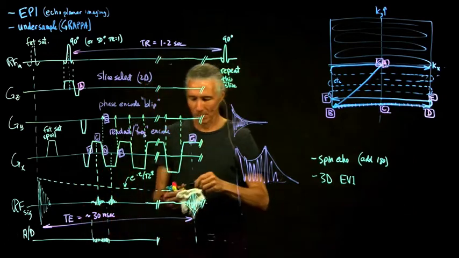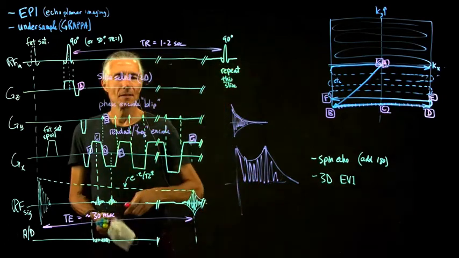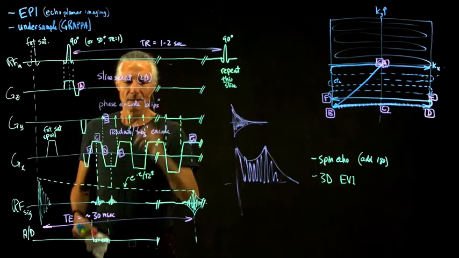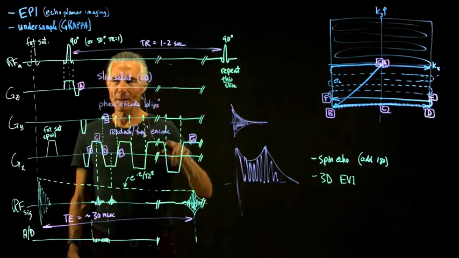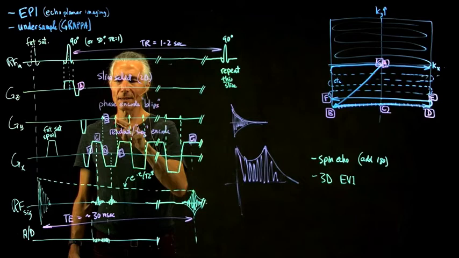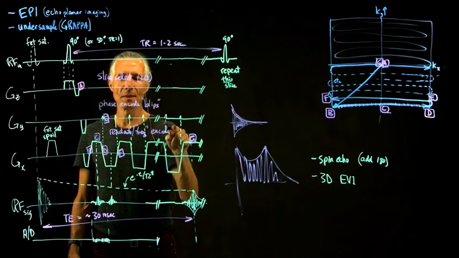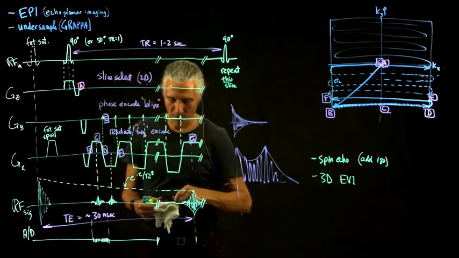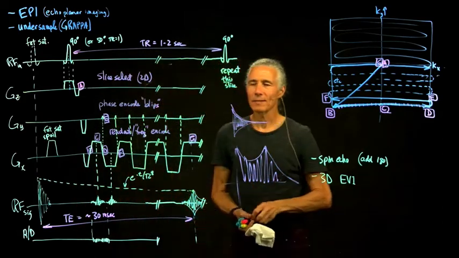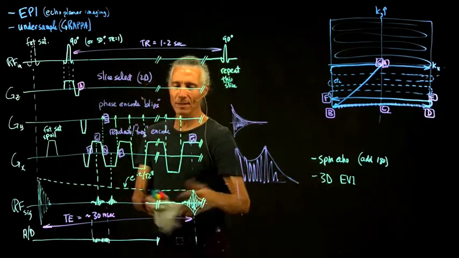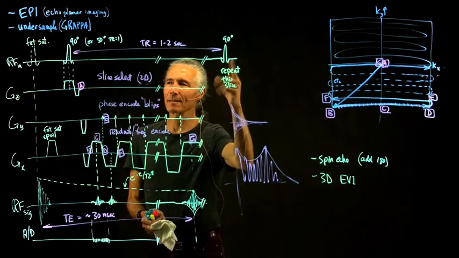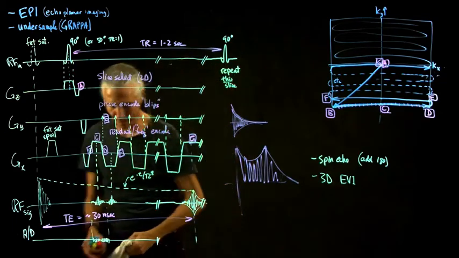So basically we go back and forth rapidly across K-space in the X direction, and then the blips slowly inch us up one line at a time. And then we collect all the data for one slice, and then while that one's recovering, do another slice, and then come back to this slice after 1 or 2 seconds.